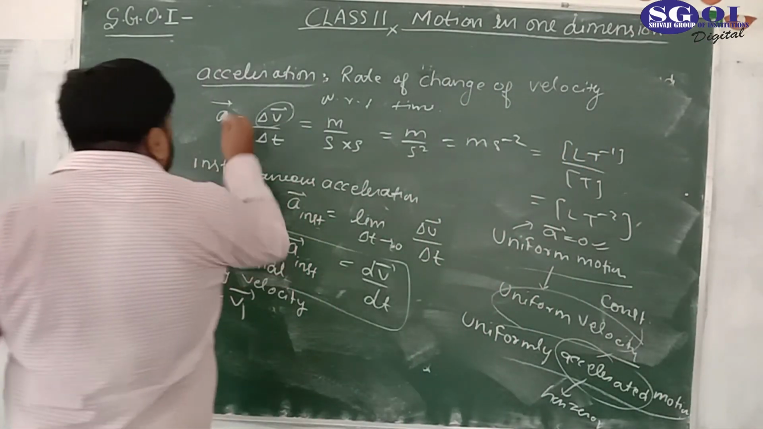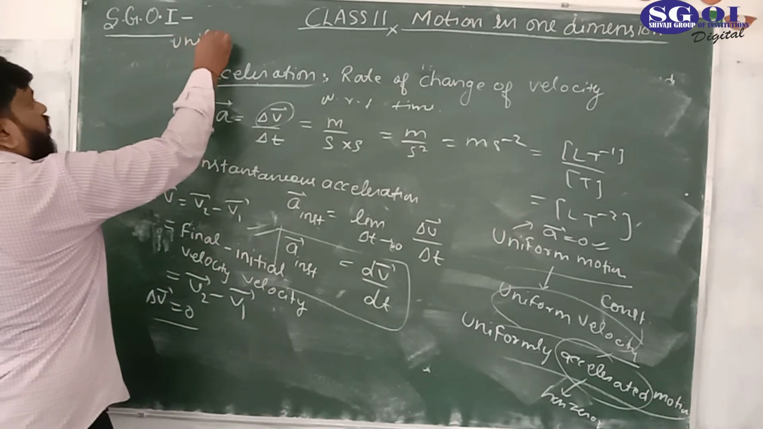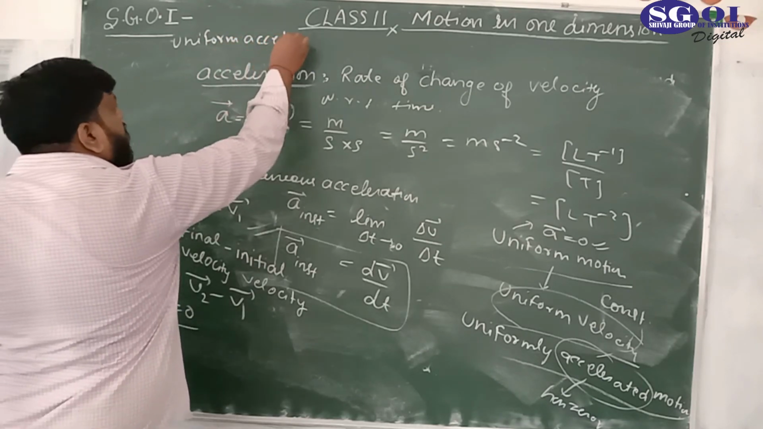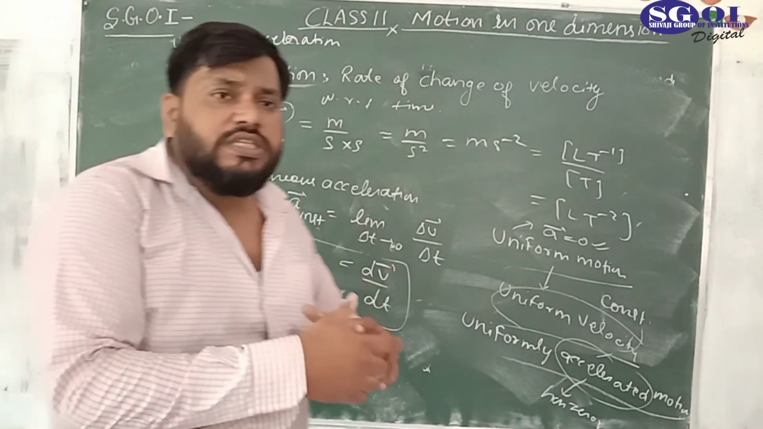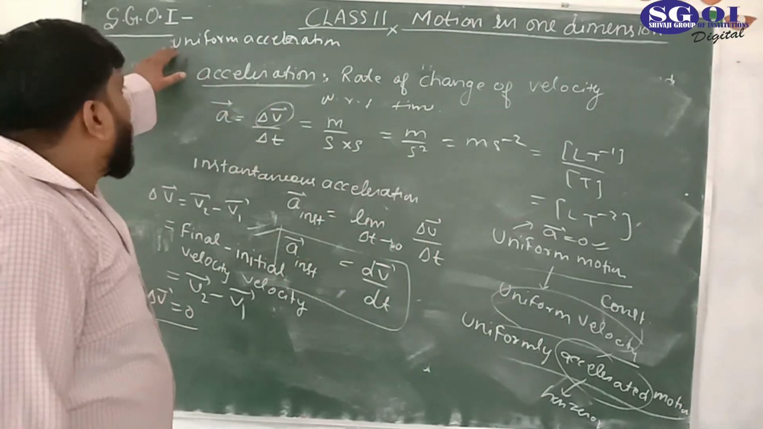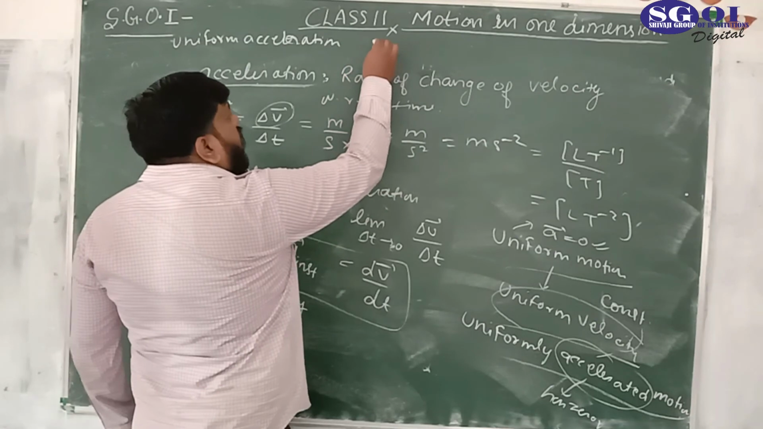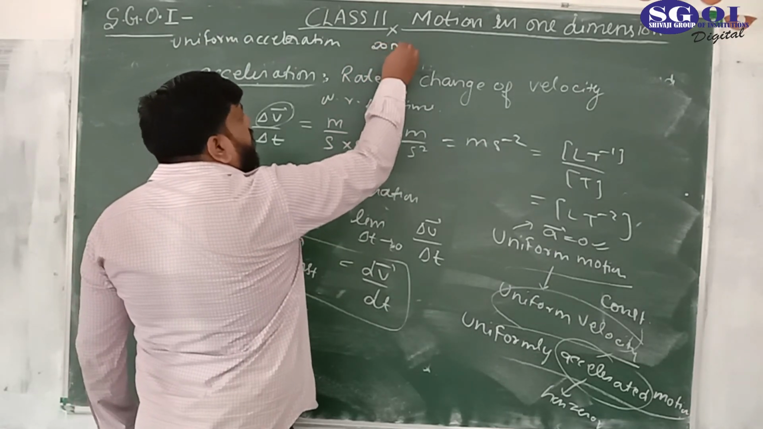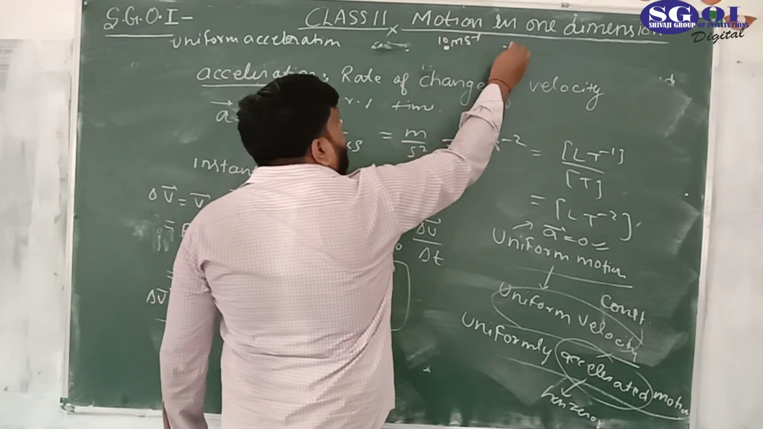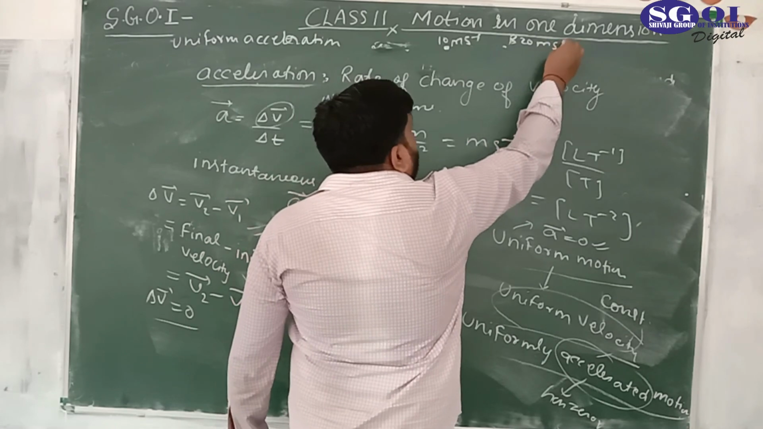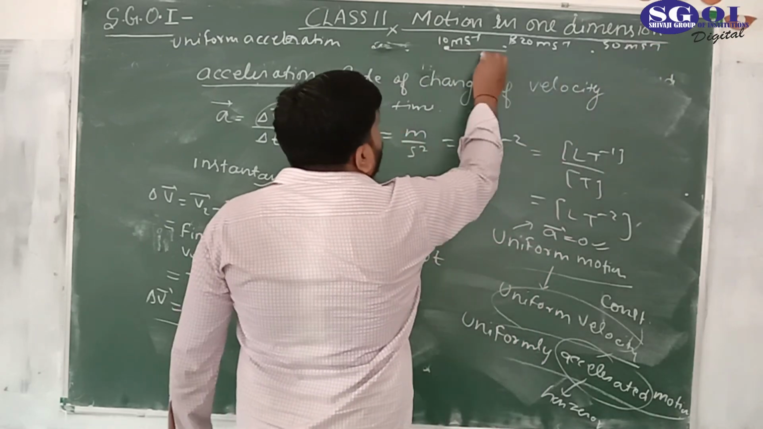When we talk about uniform acceleration, what is its definition? Uniform acceleration is defined as the change in velocity with time interval being constant. If the velocity changes constantly with time, we can say acceleration is constant. If the change in velocity is not constant, the acceleration is not uniform. For example, at one point velocity is 10 meter per second, at the next point it is 20 meter per second, at the next point it is 30 meter per second, and the time interval is 2 seconds.